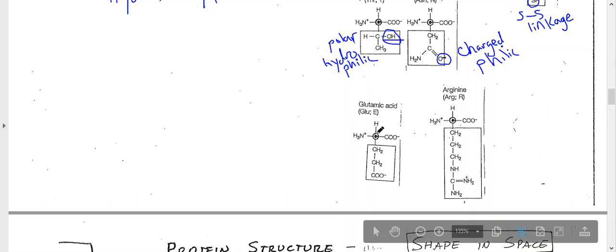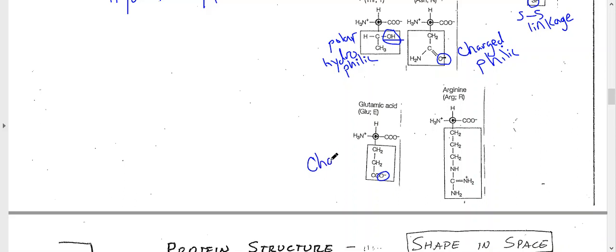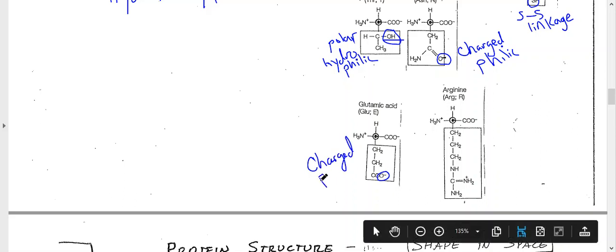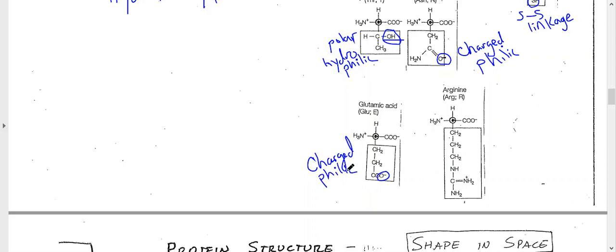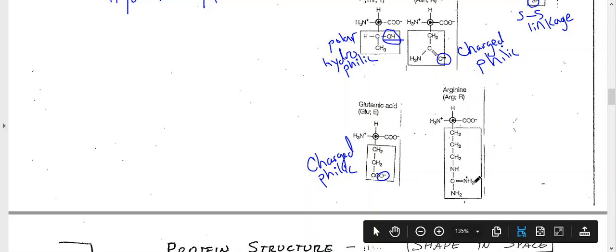Let's go down here. Glutamic acid has a charge. So this is charged and therefore hydrophilic. And in arginine, this nitrogen right there has a charge. So this is also going to be the same. It's going to be charged and hydrophilic. So I'm not going to write that twice because it applies to both of these. All right.